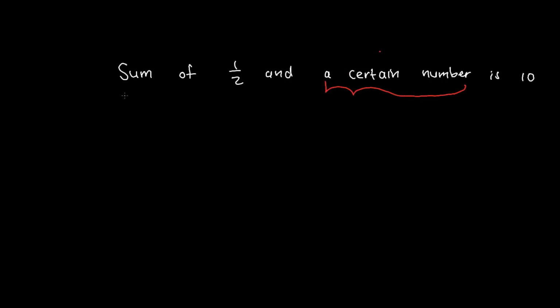Let's say we have the sum of half and a certain number is 10. Now, the first thing I'm going to say is let that certain number be x, because we do not know what the certain number is. So I'm going to say let the certain number be x, right? So the sum of half and a certain number is 10, so it's going to be half plus x is equal to 10, right? I can form an equation and I can solve for x from here.